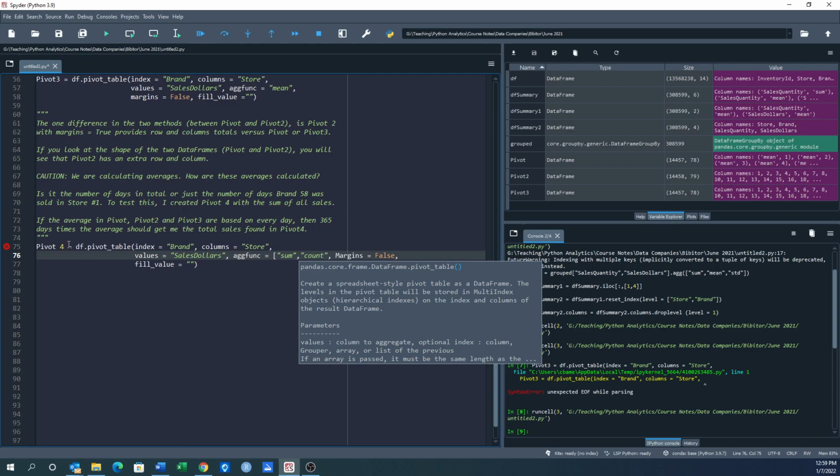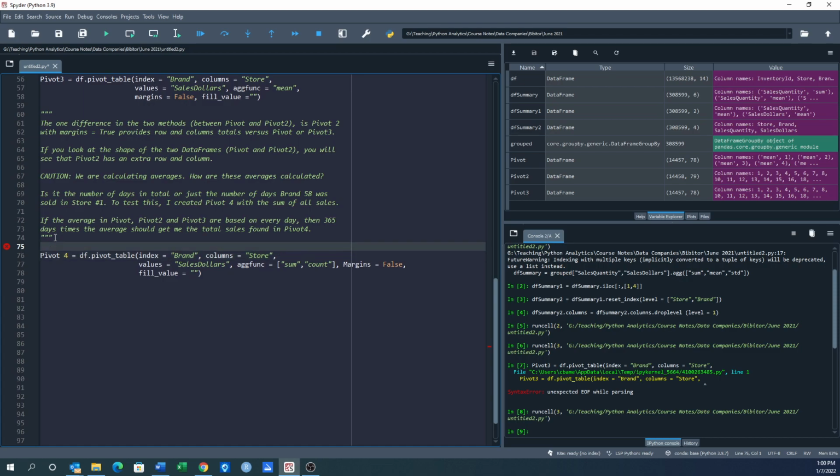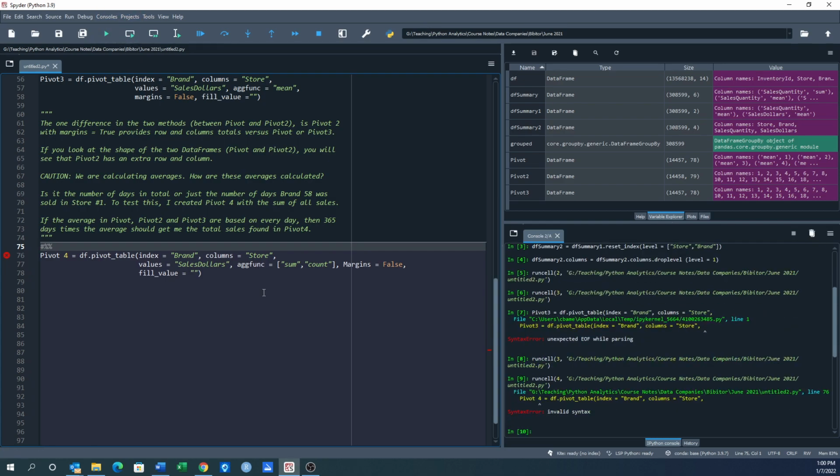Oh, put that in the wrong place. And let's see if it'll do both. I don't know, it's giving me an invalid syntax here. I don't think it's liking what I'm trying to do here. You may only be able to do one agg function, but I'm going to try it. It may only like the one agg function. Let's give it a try. Nope, not liking it. All right, well, let's just go with the sum.